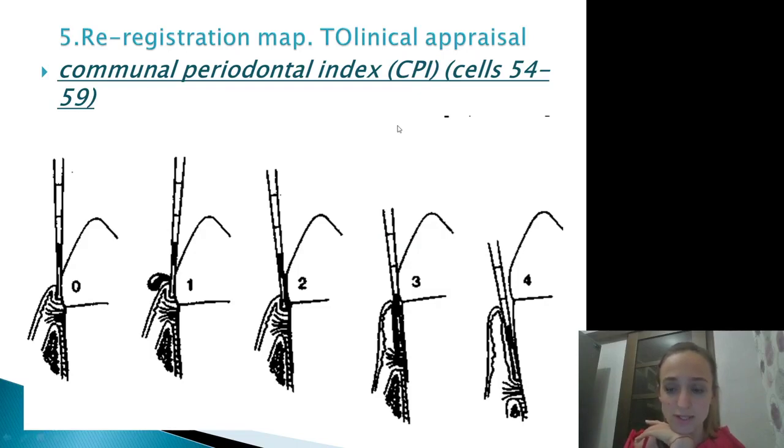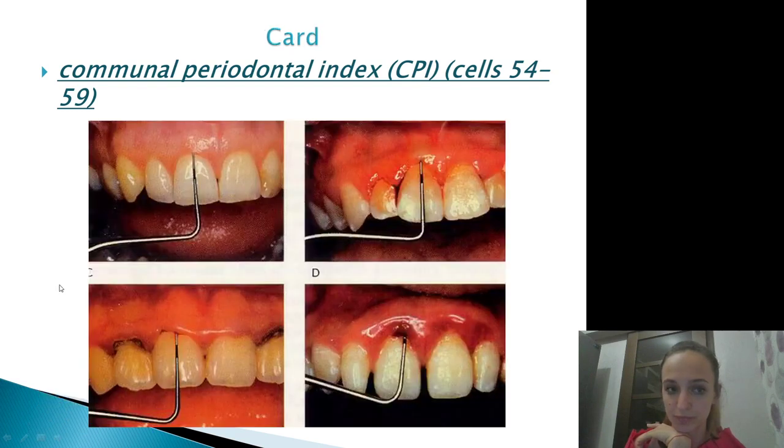So it is communal periodontal index, and you can see different pictures. And here you can see the work part of the instrument, periodontal probe. You can see the periodontal probe and sulcus of gingiva.